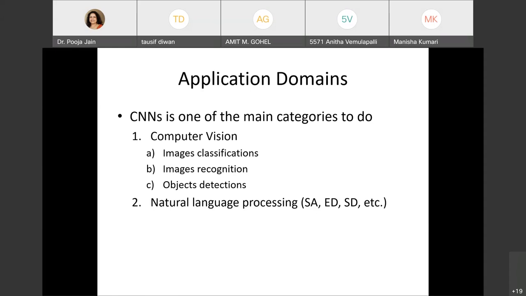Now, NLP tasks means, suppose we consider the example of sentiment analysis. If one text is given to us and we are interested in finding out the associated sentiment with that text, whether the associated sentiment is positive, negative, or neutral, this is considered as a coarse grained classification. However, if we are interested in finding out whether the sentiment is very positive, positive, neutral, negative, or very negative, this type of classification is known as fine grained classification.